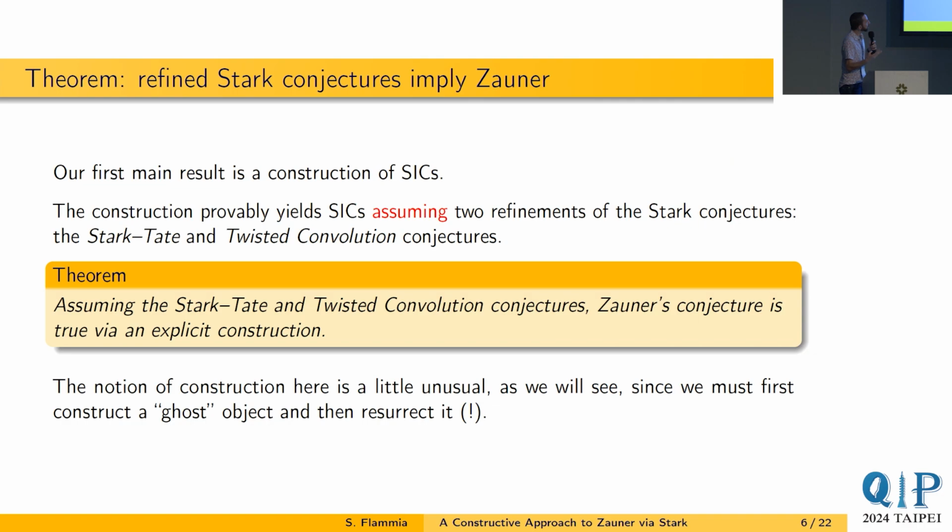Okay, so our first main result is a construction of SICs. However, it provably yields SICs if we assume 2 refinements of what are called the Stark conjectures, and I will give the barest, the thinnest possible intro. I mean, I don't fully understand the Stark conjectures either, but I'll try to give you some intuition for what they're trying to say.